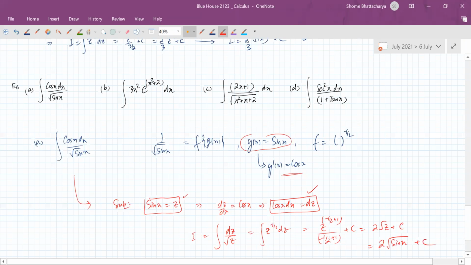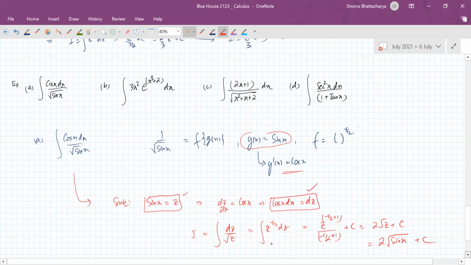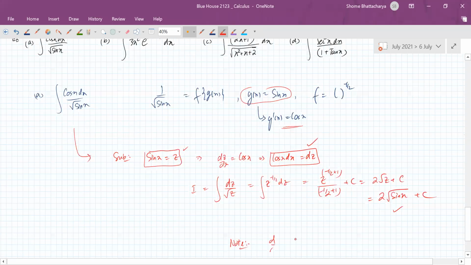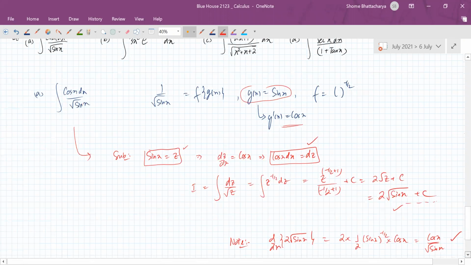Okay. And just as a verification process, let's verify that this is the antiderivative. So if you differentiate this, what will you get? See, take the 2 outside, then 1 by 2 sine x to the power minus half into derivative of sine x, which is cos x. We'll get this. So that is cos x by root sine x. And that is the function we were integrating. So this is correct. So that means this is the antiderivative. This quantity is the antiderivative of cos x upon root sine x. Okay.